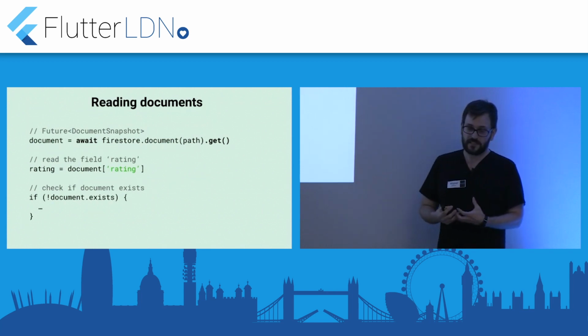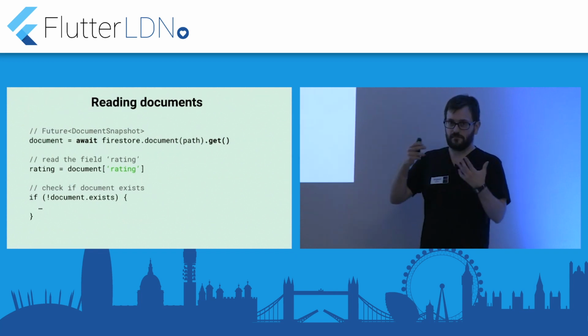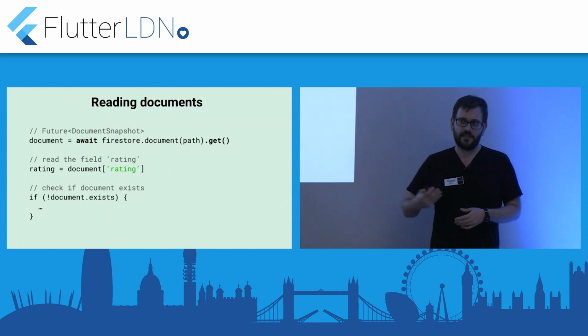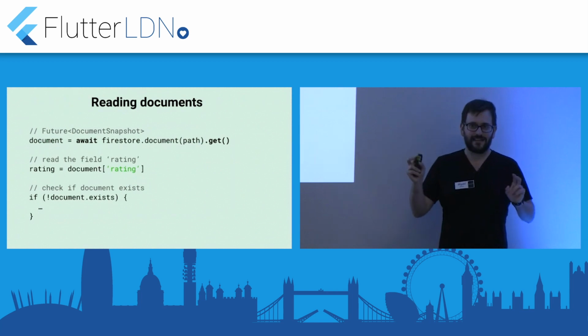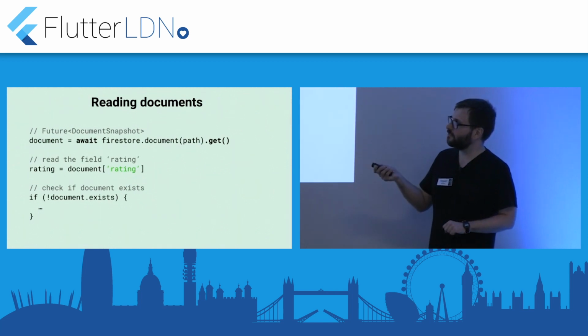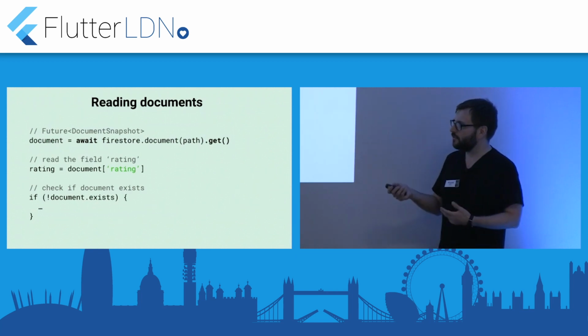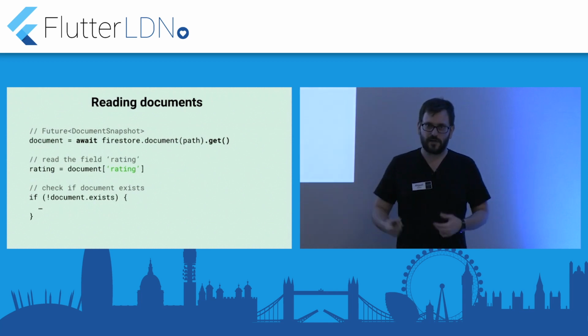Once we have the document snapshot, we can read values from it. And we will access the values simply by accessing the properties, like if we were accessing a map. So you remember that I had a rating in my document in the previous example. So here I can just read the rating. The thing is that if I call get on a document that does not exist, that works. But as soon as I try to get the field, that will crash. It will throw an exception. So it's good to always check if a document exists, just as a good practice.